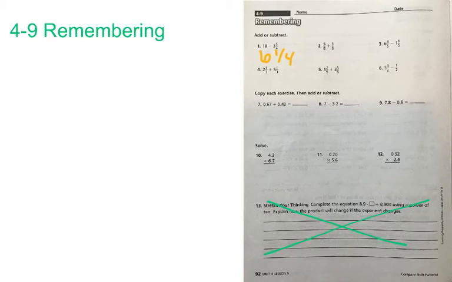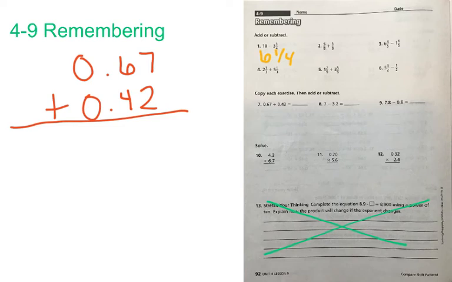Down to this next section, it says copy each exercise, then add or subtract. And the reason they want you to copy them is because they want them written vertically. Remember, when you're adding and subtracting decimals or decimals and whole numbers, you have to line up your decimal point. Number 7, we have 0.67, and to that we are adding 0.42. Those decimals need to be lined up.